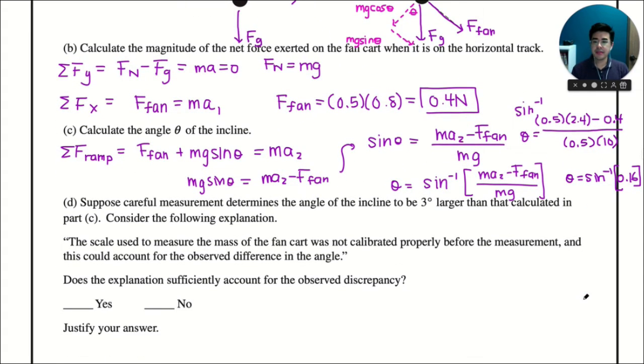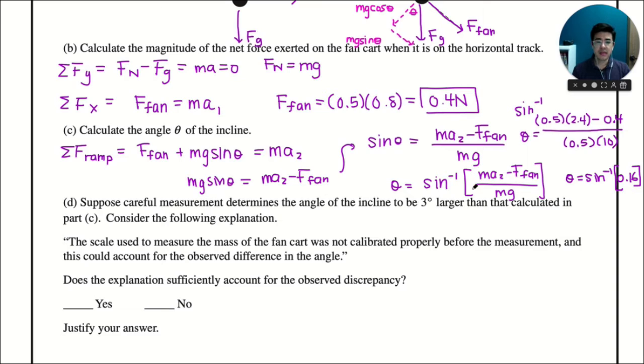Part D, suppose careful measurement determines the angle of incline to be 3 degrees larger than as calculated in Part C. Consider the following explanation. The scale used to measure the mass of the fan cart was not calibrated properly before the measurement, and this could account for the observed difference in angle. Does the explanation sufficiently account for the observed discrepancy? So basically this question is saying, does mass matter here?